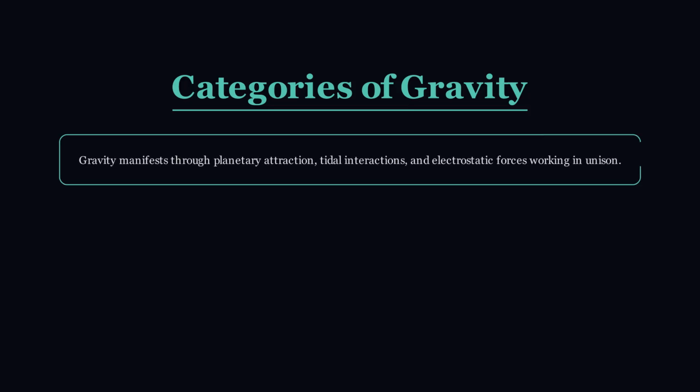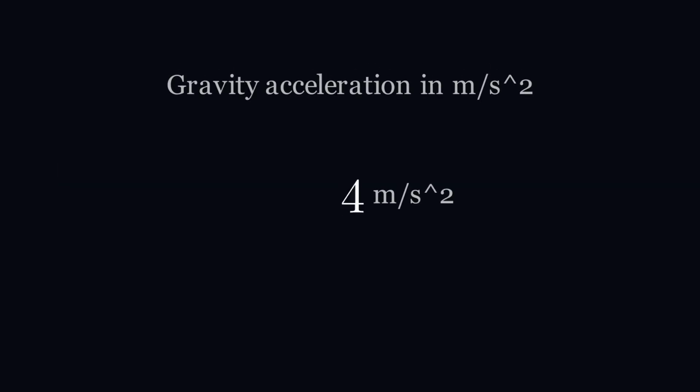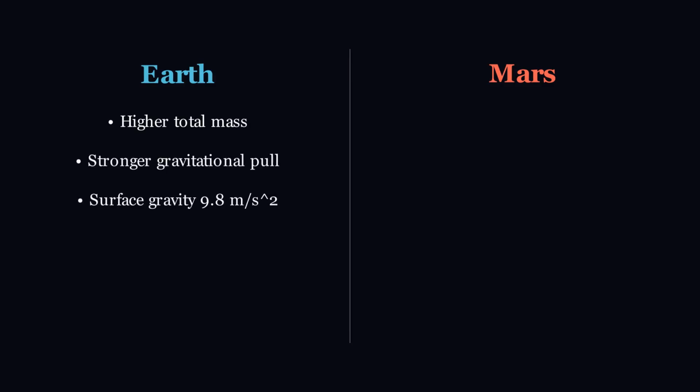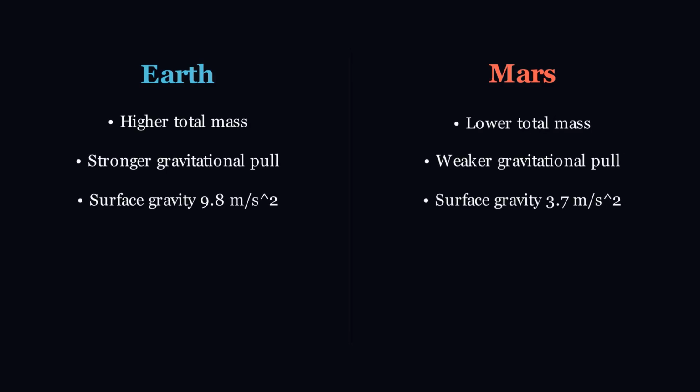There are three categories of gravity: planetary, tidal, and electrostatic forces acting together. Scientists measure gravity by comparing how much an object falls on different celestial bodies. Earth's gravity is stronger than Mars because Earth has more mass than the red planet.